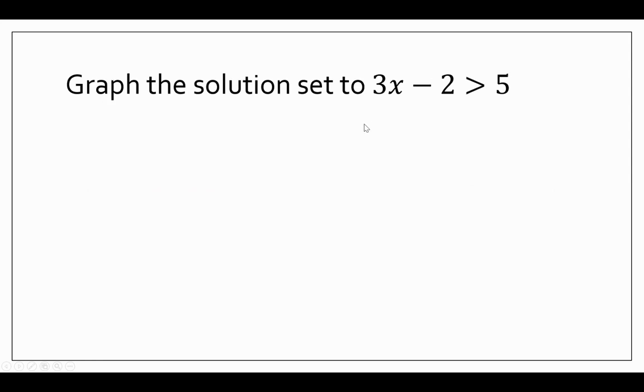Graph the solution set to 3x minus 2 is greater than 5. We can't just plug and play this. We actually have to solve this first. We treat the greater than symbol like an equal sign. First, we add 2 to both sides to get 3x is greater than 7. We divide both sides by 3 to get that x is greater than 7/3, which is approximately 2.3.